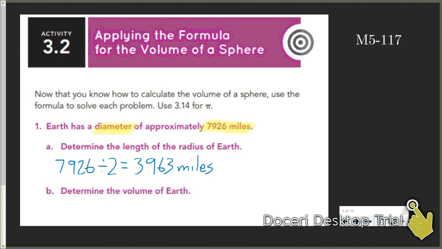Okay? And now that's good because question B says determine the volume, and we know our volume formula requires us to have the radius. So we already did that in question A, saves us from having to do it here. So we know the formula is volume equals 4/3. It's always 4/3. That number never changes. Times pi. That number never changes. And then it's the radius cubed. So in this case, we take that 3,963, and we're going to cube it.